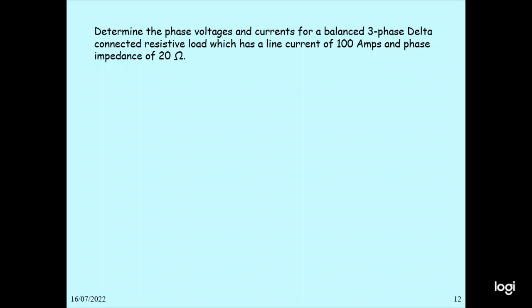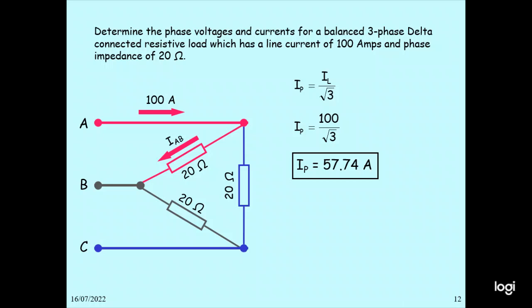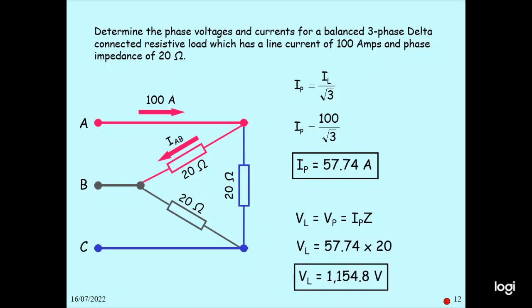Determine the phase voltage and the current for a balanced three-phase delta connected resistive load, which has a line current of 100 ampere and a phase impedance of 20 ohm. So this is a 20 ohm phase impedance we connected. The 100 ampere is flowing into the line. So I_phase equals I divided by root 3. So 100 divided by root 3, you get 57.74 ampere. V phase equals I phase multiplied by Z. So 57.74 multiplied by 20, you get 1154.8 volt.